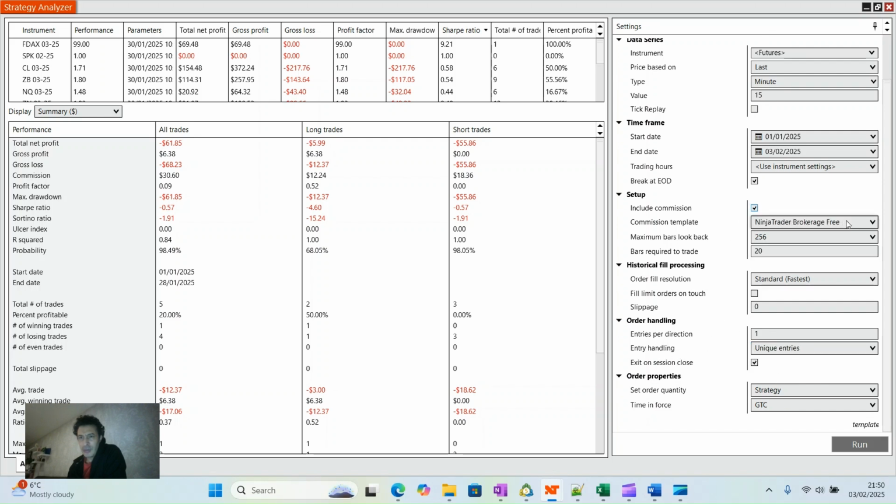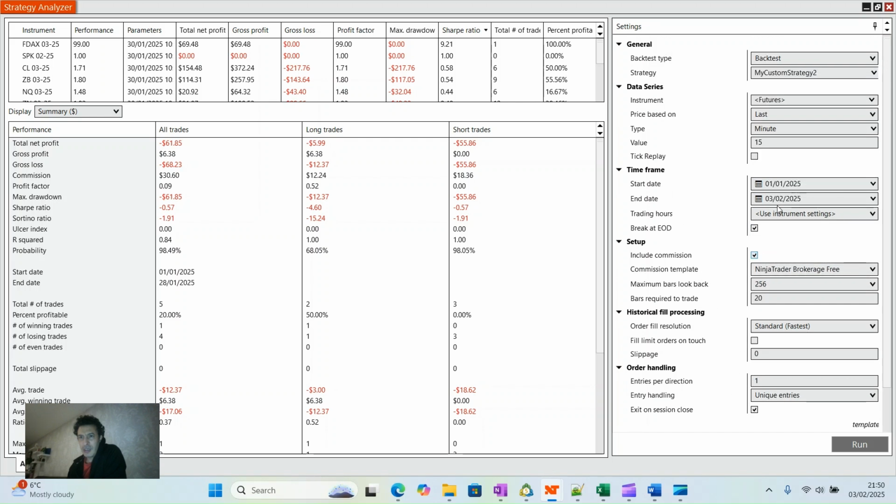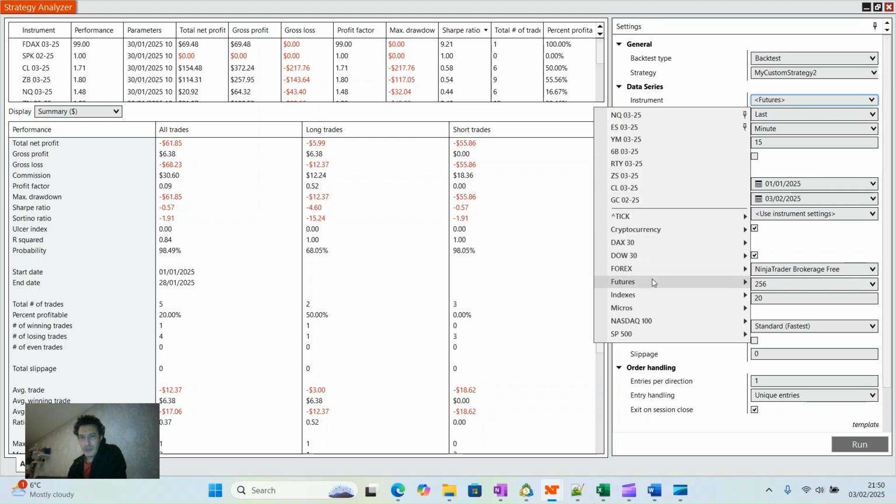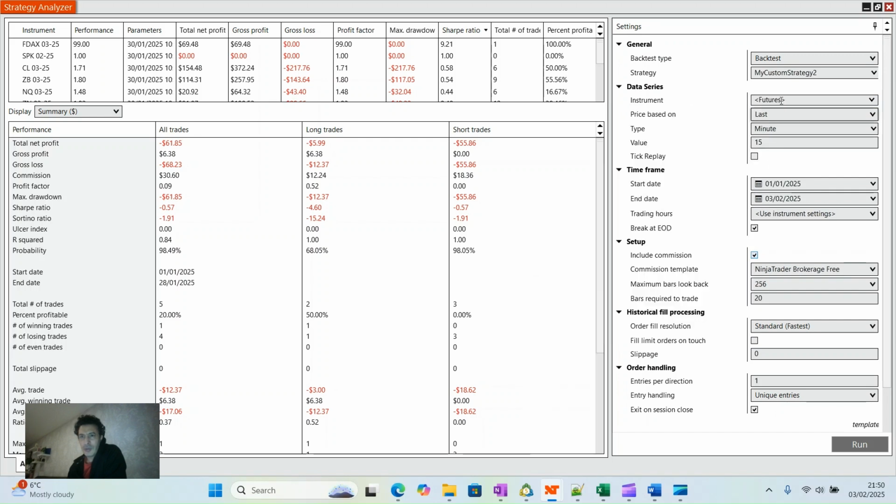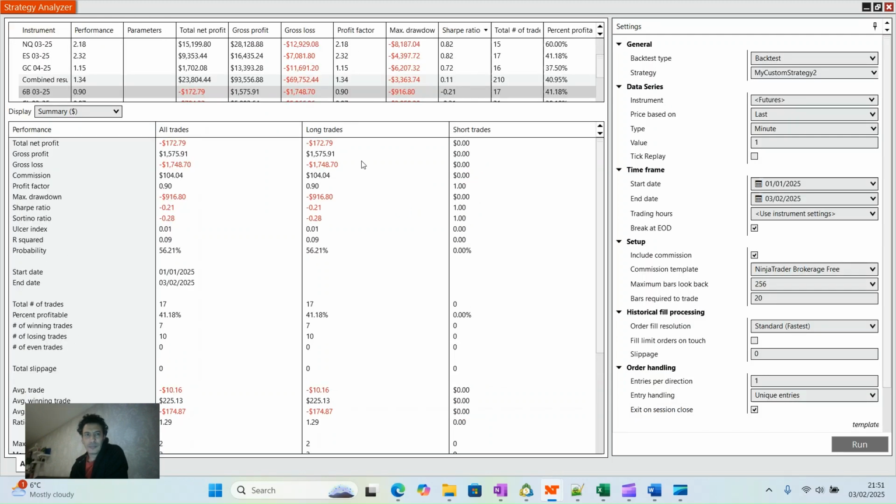I'm going to include commission, and I'm going to use it for all futures. So I go to futures, use all futures. I want to see how this strategy behaves for every single E-mini future to diversify my risks. Okay, I'll run it here.